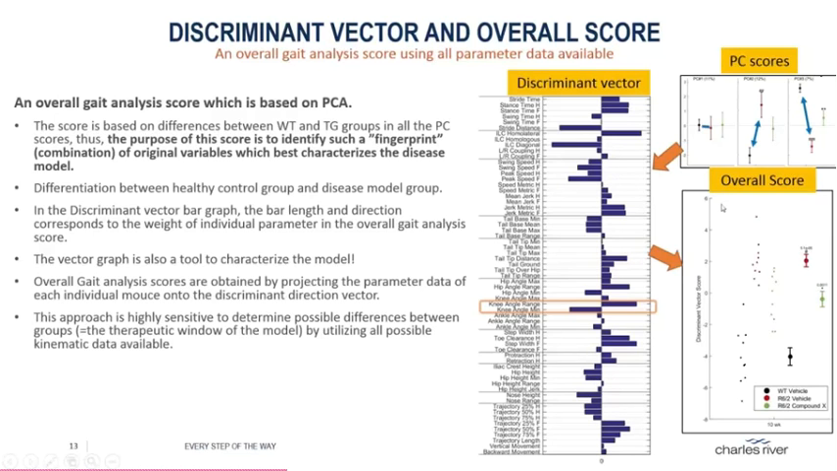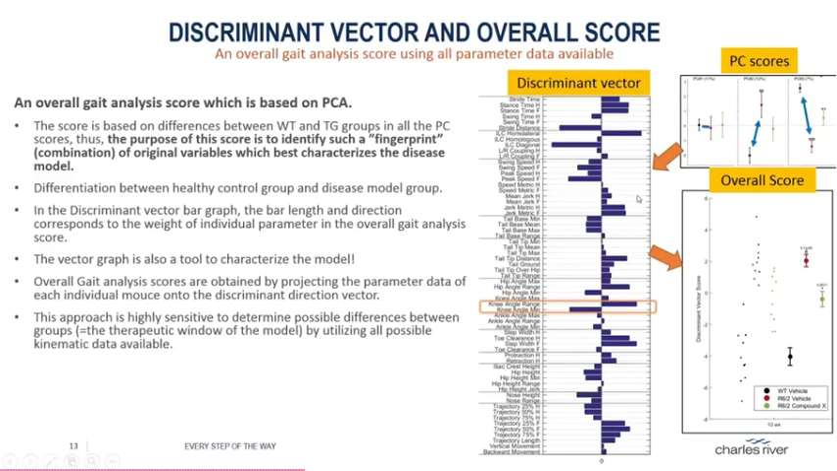Here on the upper right corner, we see PC scores of the 3 first PCs from one study. And here the blue arrows illustrate the difference between the transgenic and control group in each PC. Now, the individual PCs are emphasized based on these differences, and corresponding gait features are collected in the single discriminant vector, shown here in the middle.